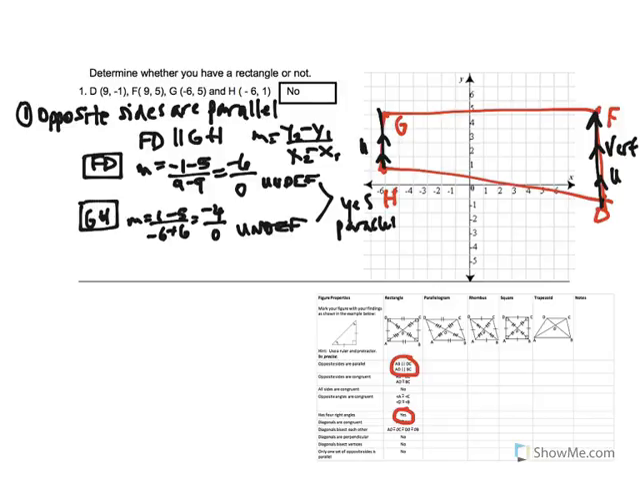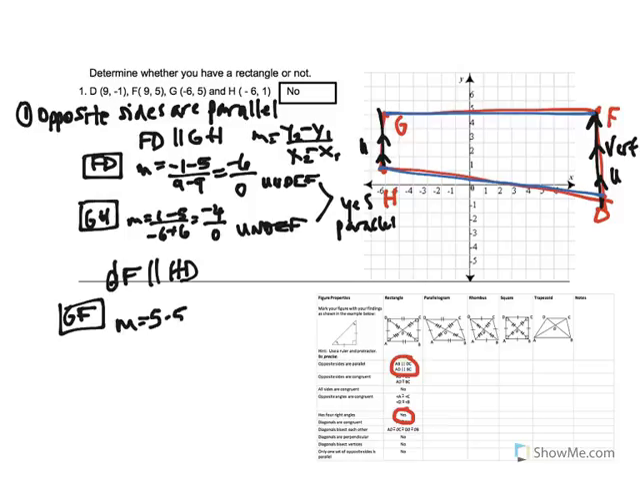Now let's prove if the opposite lines of GF and HD are parallel. So we write out GF is parallel to HD. And then we do GF here. And we get slope equals 5 minus 5 over 9 plus 6, which gets 0 over 15, equals 0. Remember, this is 0 divided by a number, so we can go ahead and divide and get 0. And that makes sense, right? Because GF is a completely flat line. Any flat line has a slope of 0.